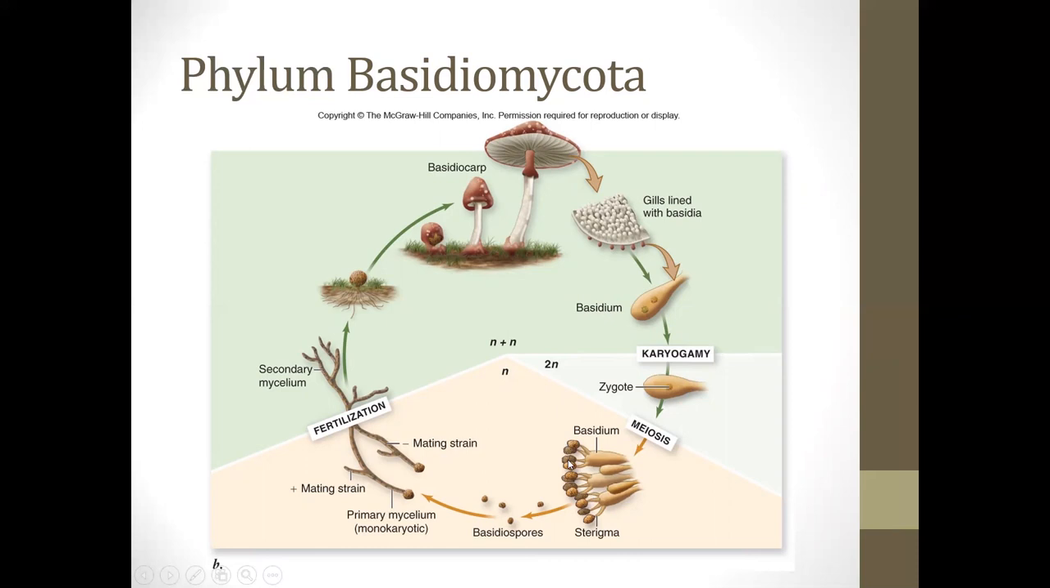But instead of housing them inside a sac like Ascomycota, here Basidiomycota holds them on a pedestal. So basidia means pedestal in Latin, and that's where the name is coming from. So you have this pedestal that is holding your 4 haploid spores upwards. These basidiospores, as they're known, will then be flown off into the environment where they'll start growing into new hyphae, which are also haploid.